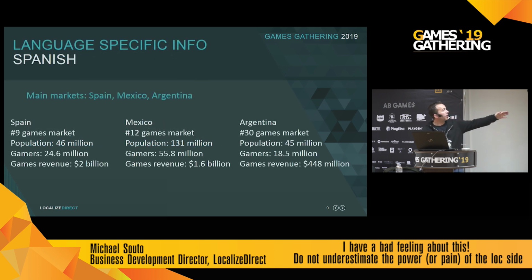So we have Spain, Mexico, and Argentina, traditionally Spanish-speaking countries. Spain is number 9. This is the usual suspect. But then we have Mexico and Argentina. Mexico is number 12 in global game revenue, and when you look at the population, that is enormous. And the potential games revenue, when it's 1.6 billion, is not a million miles away from Spain itself. So depending on the content of your game and whether you've researched if this would be interesting to the Mexican market, maybe more than the Spanish, you could potentially choose between the two. But again, I'll talk about that in a second.